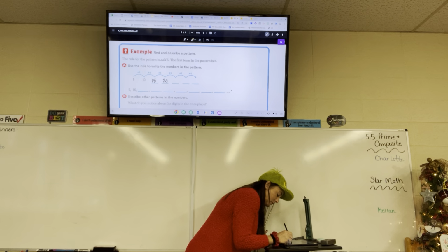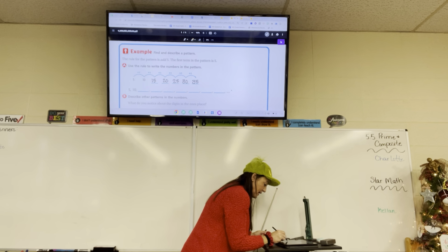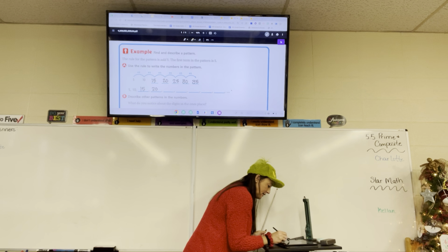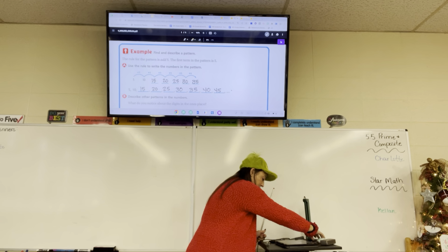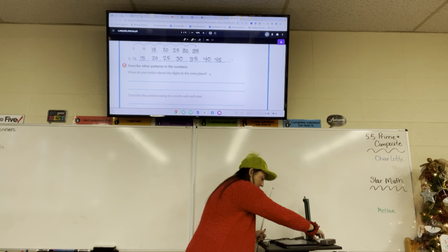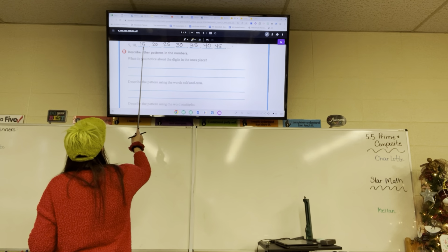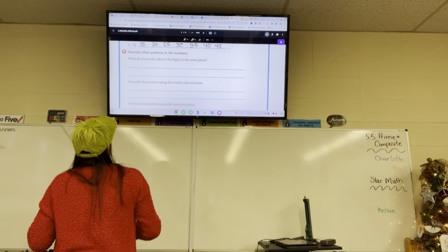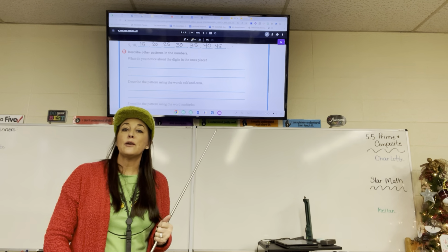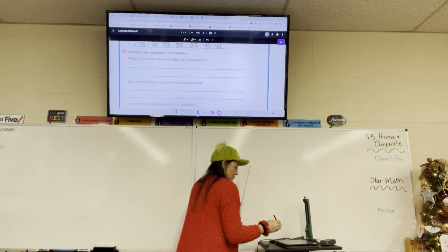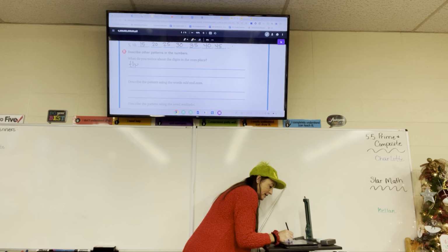So 15, 20, 25, 30, and 35. And now we're going to fill in down below. So it goes 5, 10, 15, 20, 25, 30, 35, 40, 45, dot, dot, dot. What do you notice about the digits in the ones place? Five, zero. Okay, so what do we notice about those digits? They alternate with five, then zero. So that's what we're going to put. They alternate five, then zero.